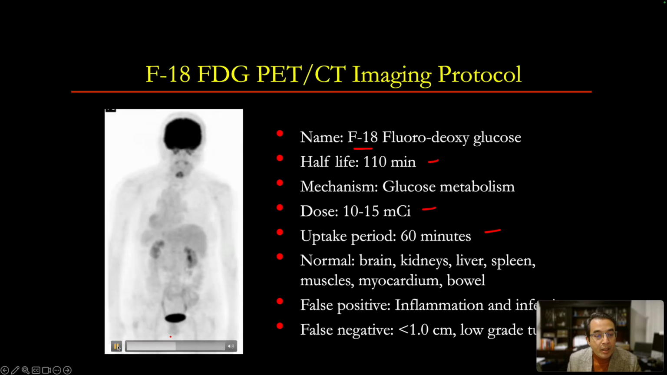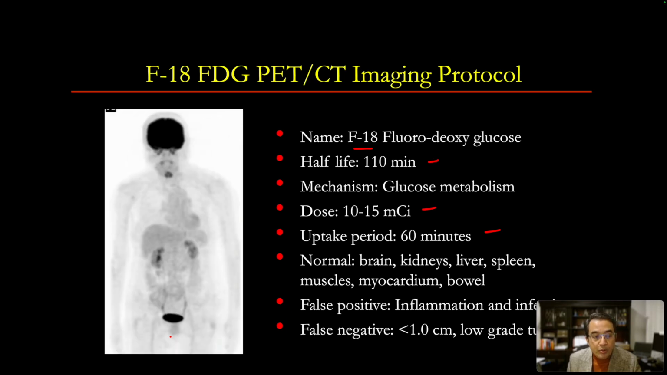Here is the rotating image showing normal distribution of the tracer with most intense uptake in the brain, followed by excretion from the kidneys into the urinary bladder. Uptake in the liver is normally more intense than the spleen. There is variable uptake in the myocardium and in the bowel loops. There is uptake in the extraocular muscles. This is usually symmetric, and there is some vocal cord uptake because the patients are on their phone talking to their relatives during this 60-minute uptake period.